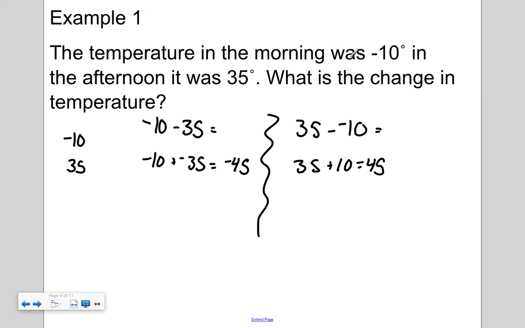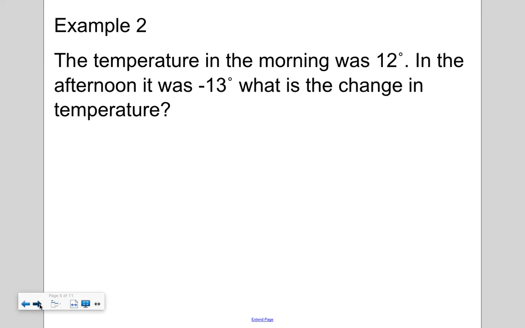The temperature in the morning was negative 10, and in the afternoon it was 35 degrees. What that means is the temperature is getting warmer, so I know my answer is going to be positive. So this is the number sentence I am looking for. Now, in our next problem, the temperature in the morning was 12 degrees. In the afternoon, it was negative 13 degrees. What is the change in temperature?